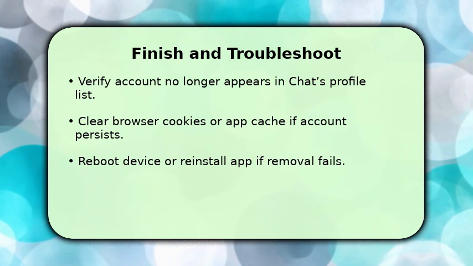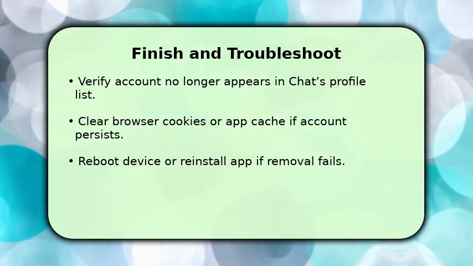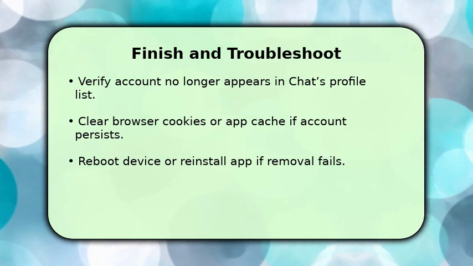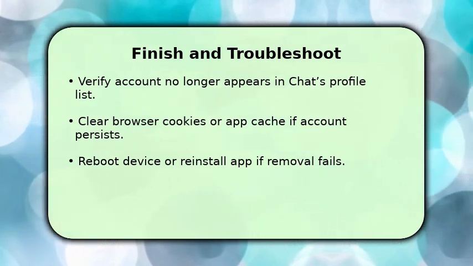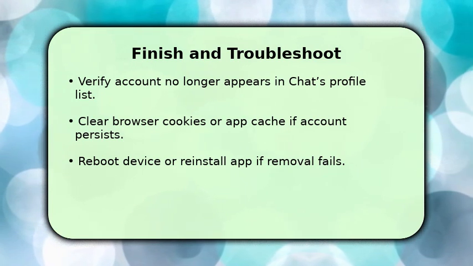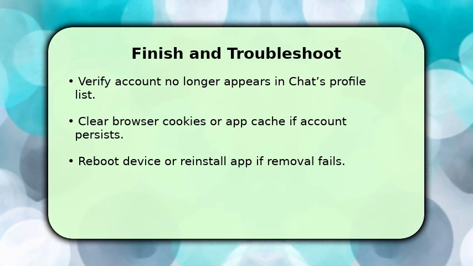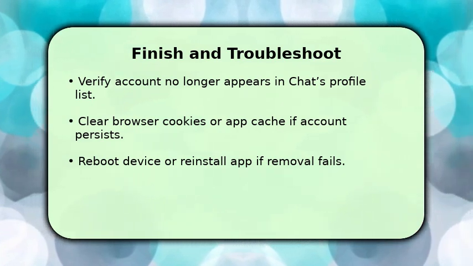If removal still fails, sign out of all Google apps, reboot the device, and then remove the account from system settings or uninstall and reinstall the chat app. One key troubleshooting tip: if you see sync errors, temporarily disable sync or sign out of Chrome to ensure the account is fully detached.